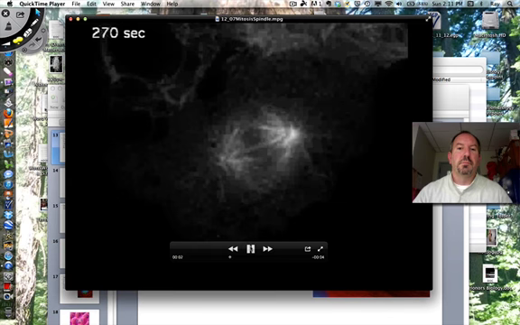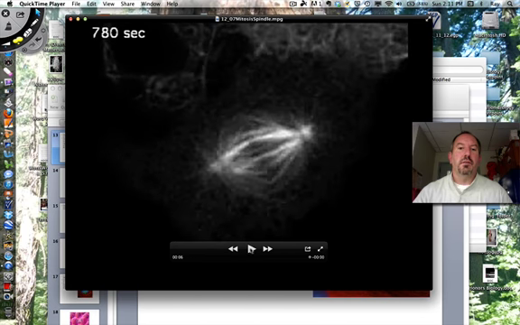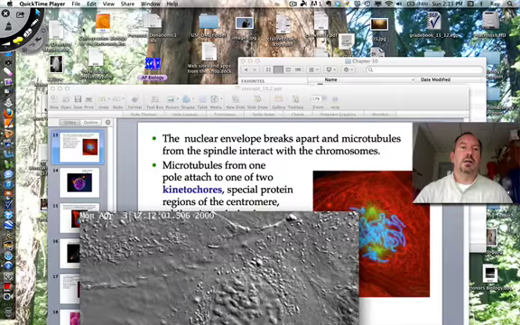Let me let it play. They're grabbing along the DNA, and then they depolymerize. They're going to pull the DNA apart from one another. So that's kind of a cool animation, I think.